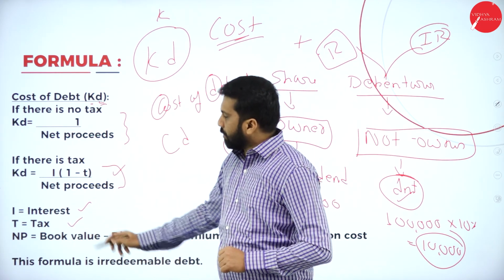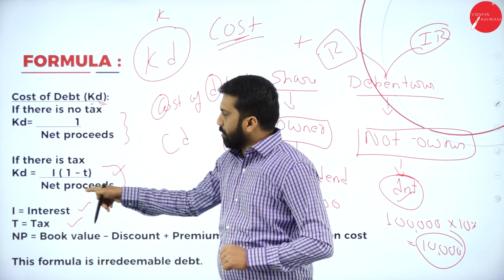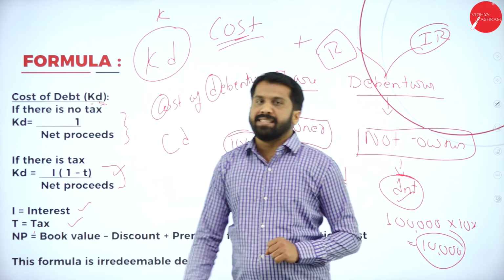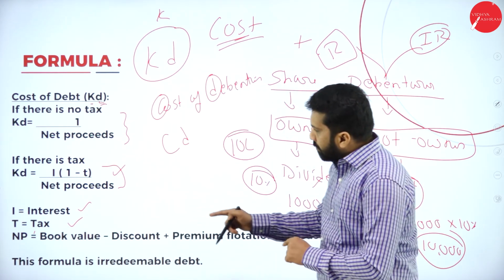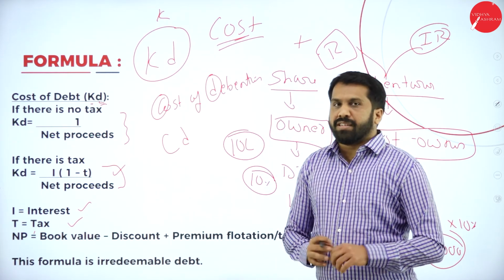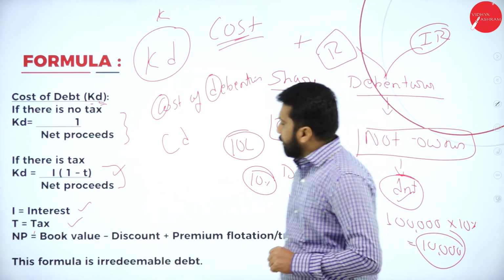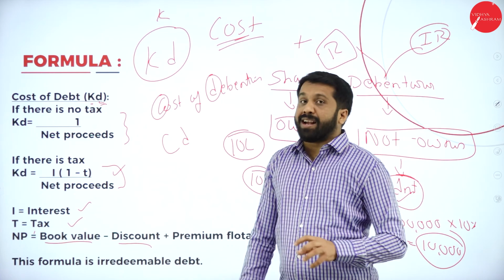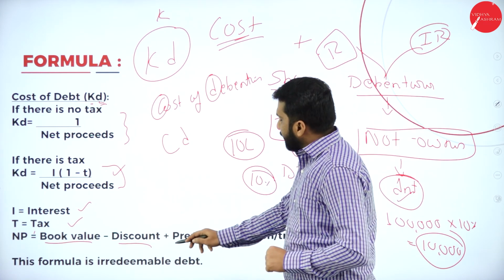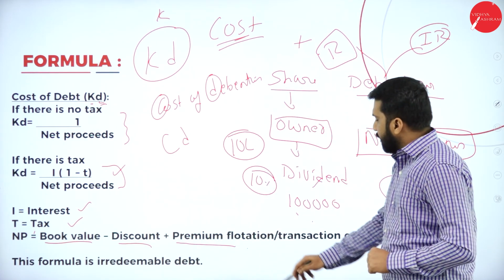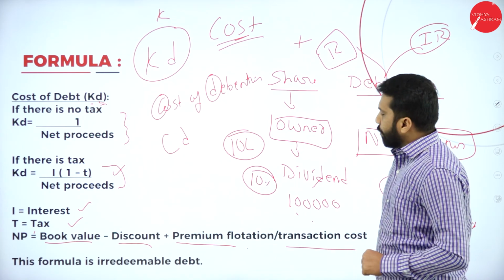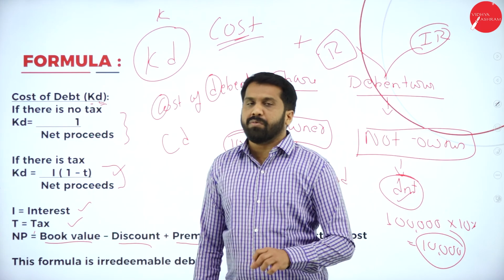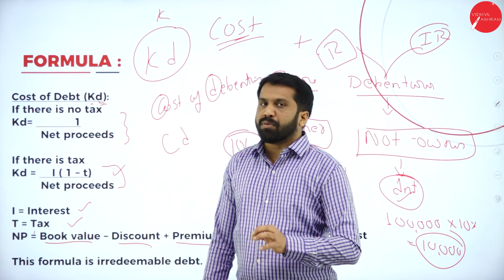T stands for tax. NP, normally we call it NP, stands for net proceeds. Now, what is net proceeds? Very simple: your book value minus discount, if there is any discount, plus premium, floating or transaction cost. So everything we are supposed to add, the final value, we can call it net proceeds.